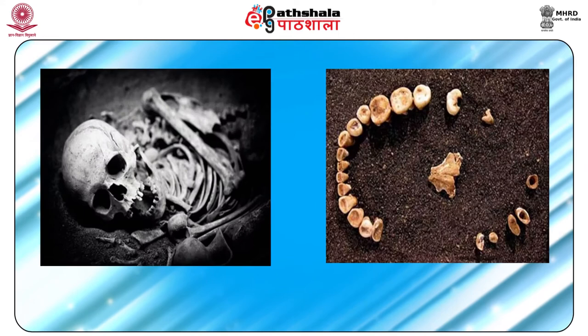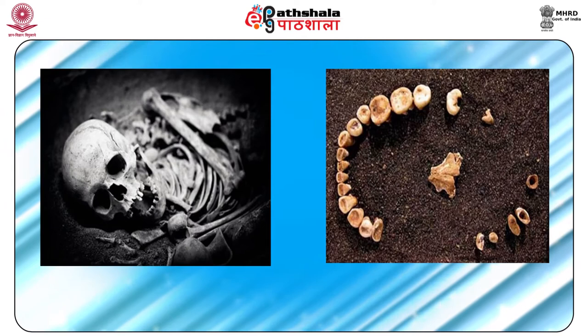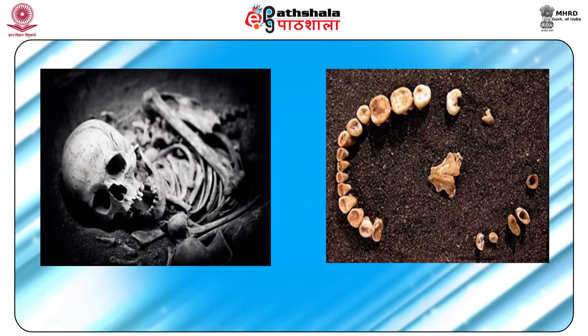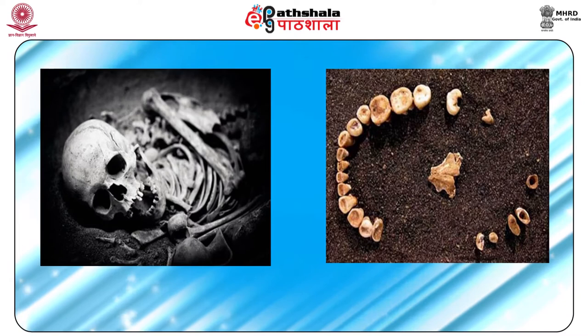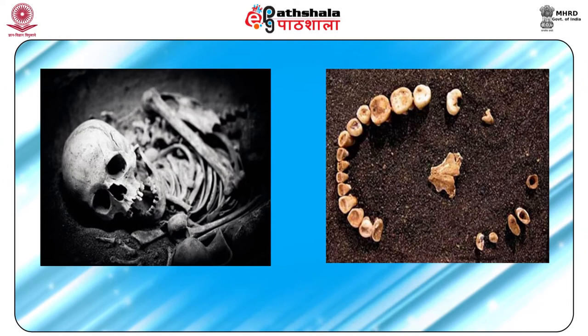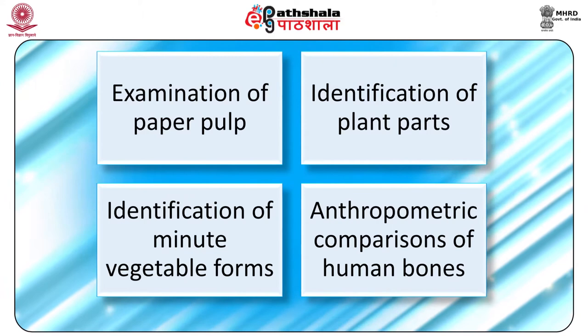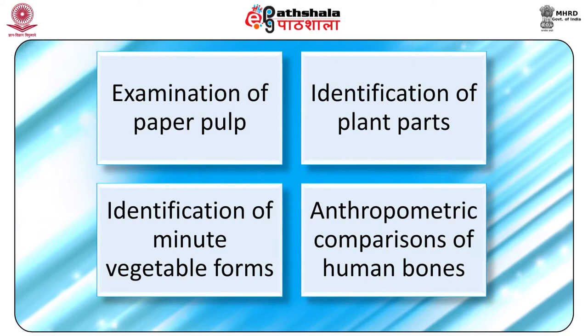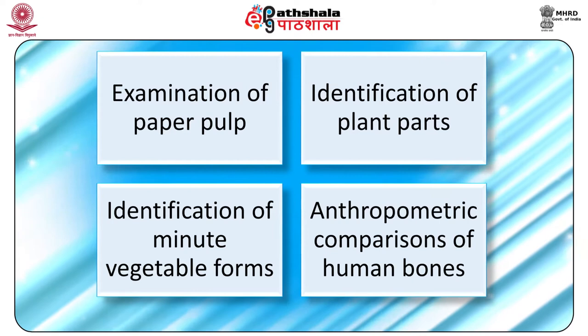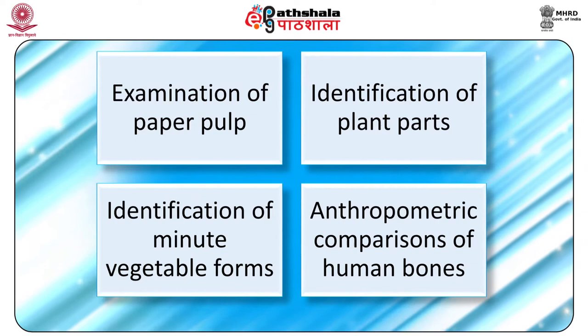Examination of skeleton and its remains, bones, teeth, etc., is done for the determination of species origin, age, sex, and stature from bones, and to establish their correlation with other parts or bones of the body. Other evidences examined in this unit include paper pulp, identification of plant portions such as seeds, leaf fragments, flowers, pollen grains, wood, bark, twigs, etc. The identification of minute vegetable forms, for example, phytoplanktons, diatoms, and other microorganisms like molds, algae, fungi, etc.